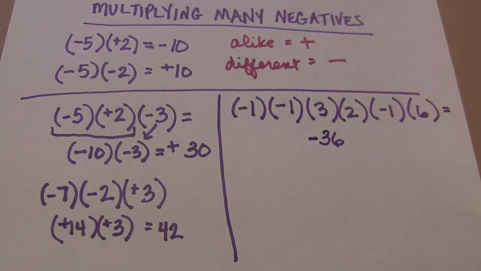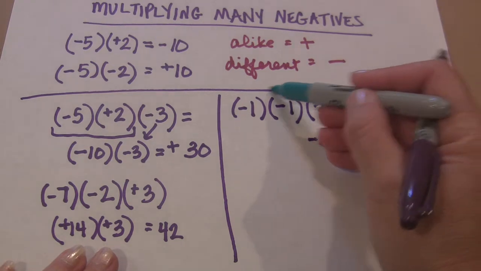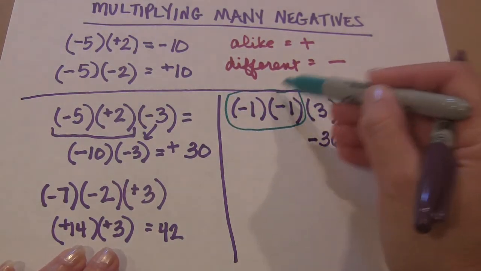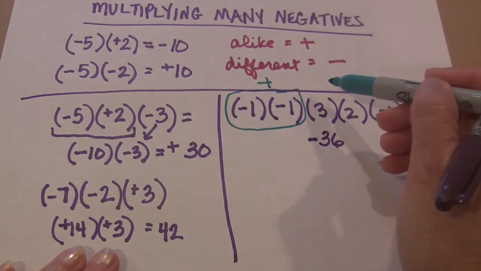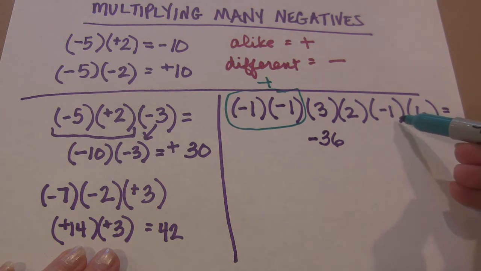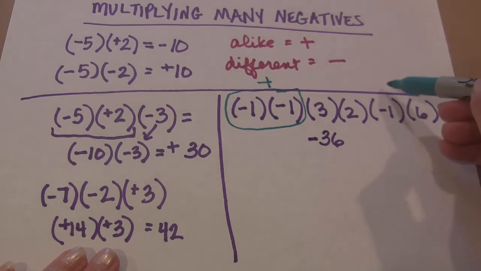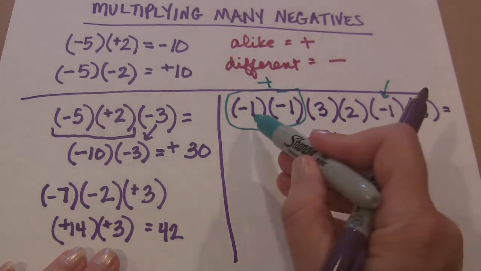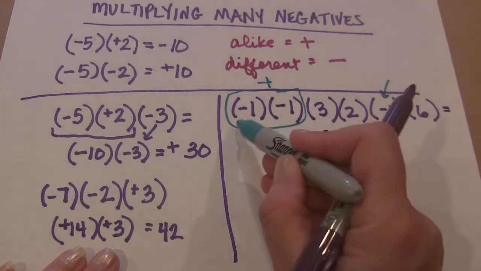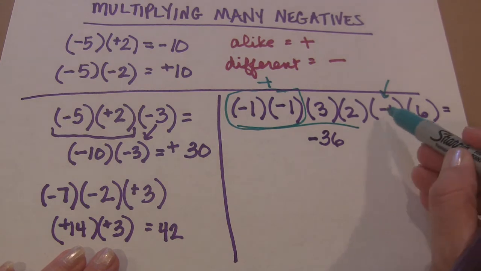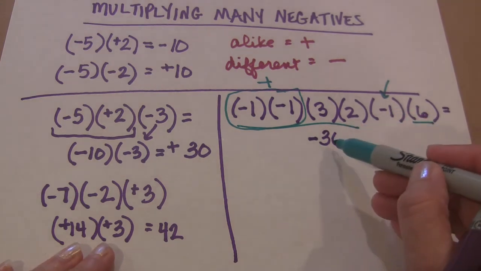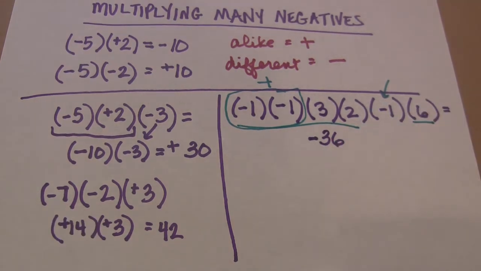Let's look at why. These two negative numbers right here turn into a positive, right? I have another negative number right here, and he has no partner. He remains negative. So we're going to have this positive number here from all of these guys multiplied by that one negative number, and that's going to give us a negative answer.